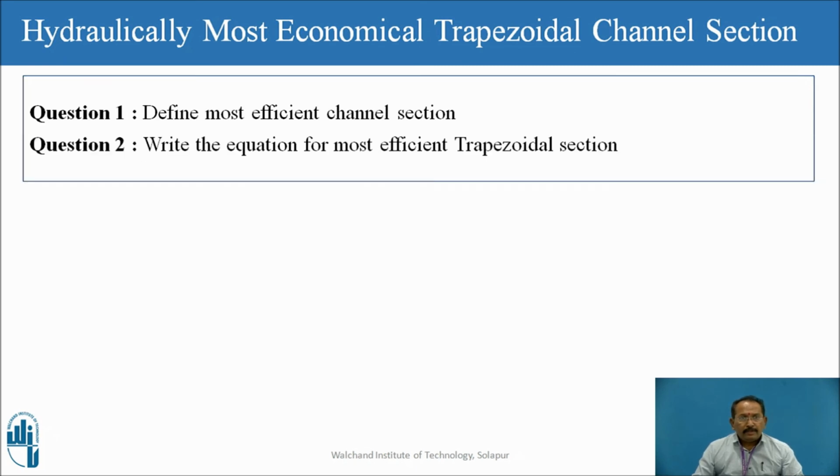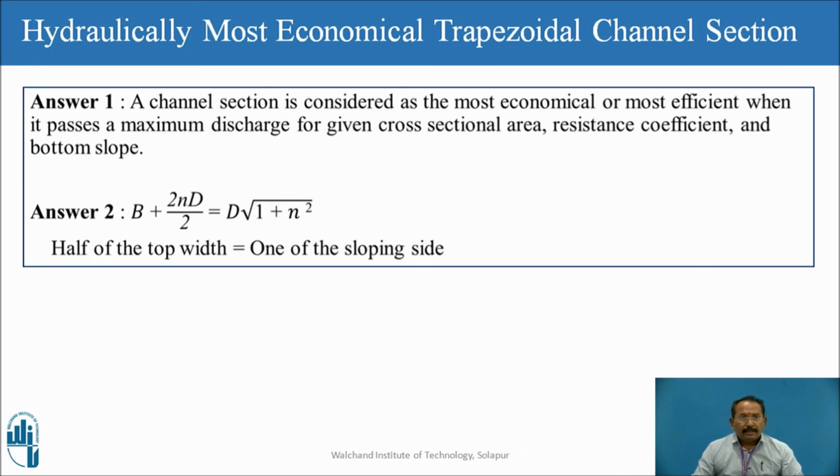These are some review questions. Define the most efficient or economical channel section, and write down the equation for the most efficient or economical trapezoidal section. These are the answers.